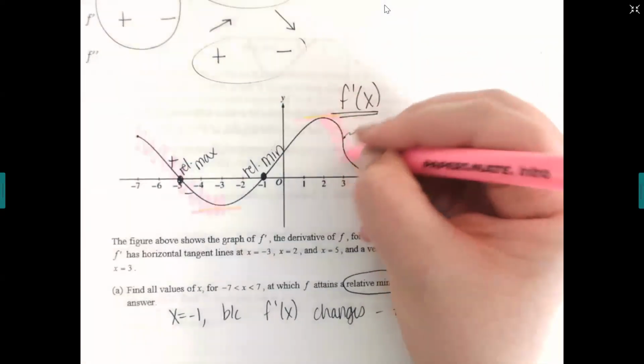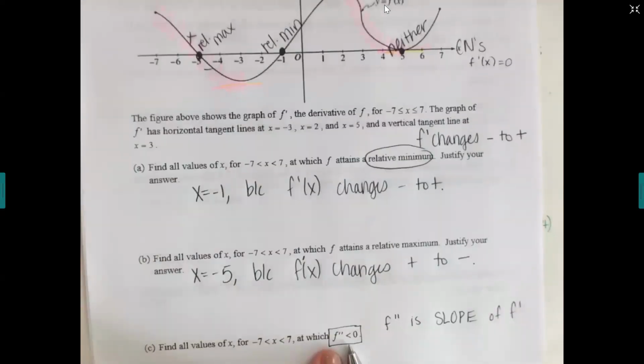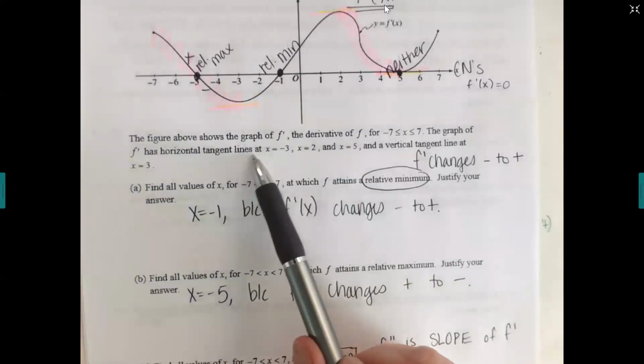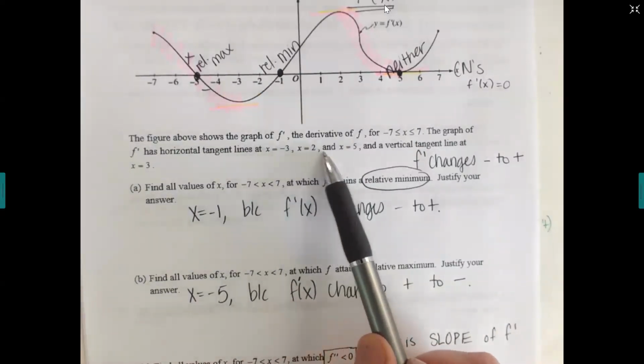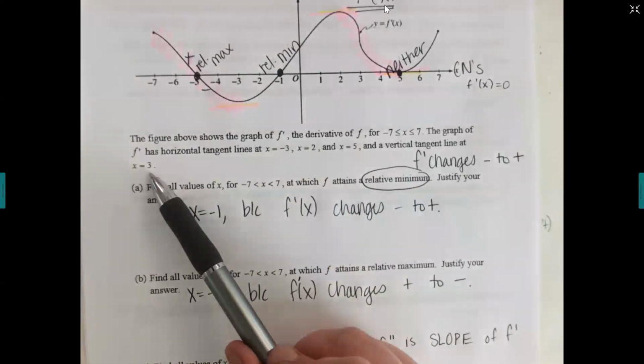2 to 5. Okay. If you put that on the AP test, you'd be really close to being right, but you'd have one thing that's wrong. They want the second derivative to be less than zero. Okay, but let's read what this says. We have horizontal tangents at -3 and at 2 and at 5. We have a vertical tangent at 3.